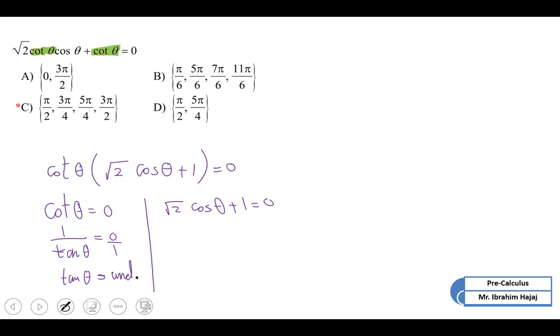Solving this equation, radical 2 cosine theta equals -1. Isolating cosine theta on one side, it's -1 over radical 2. So cosine here is negative, and its value is 1 over radical 2, or negative radical 2 over 2. Both are correct. Cosine is negative in which quadrant? ASTC.